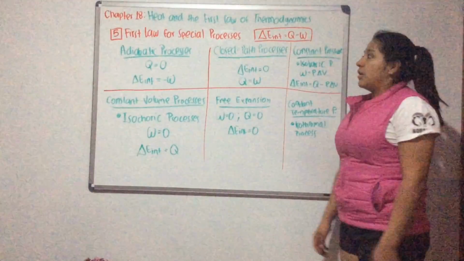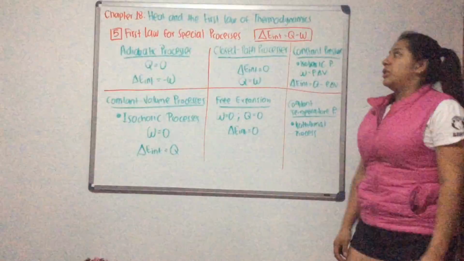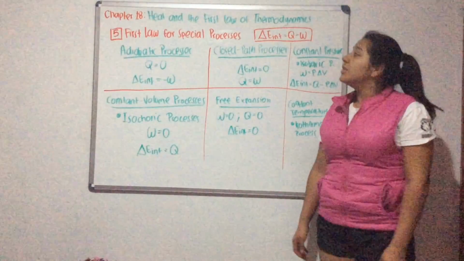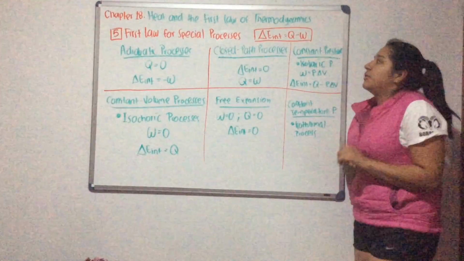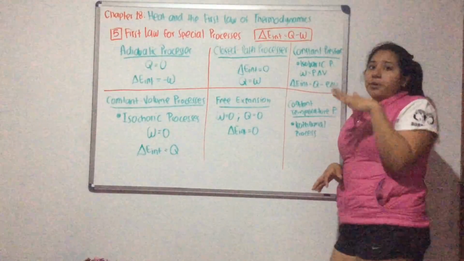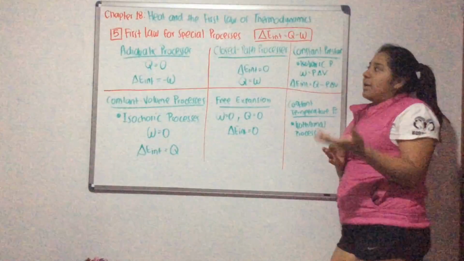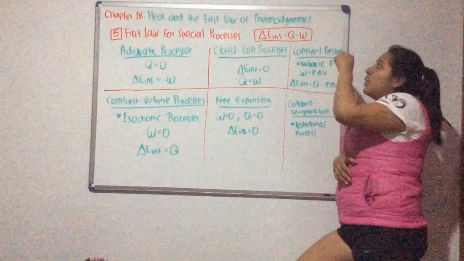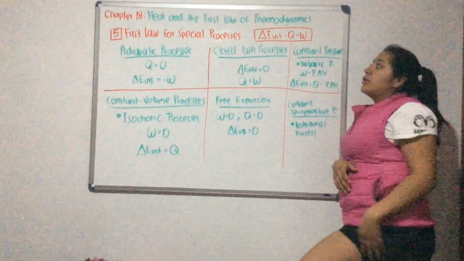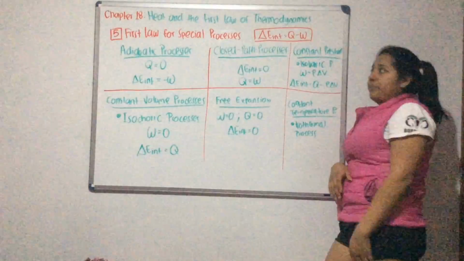Now we're going to discuss topic number 5, which is first law for special processes. And in this topic we're going to talk about 6 special processes which can be described by the first law of thermodynamics, which is given by this following formula. So we have to pay attention to that formula.